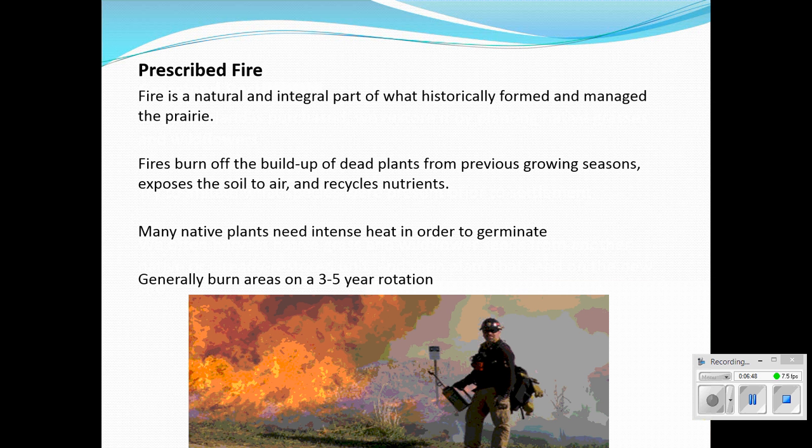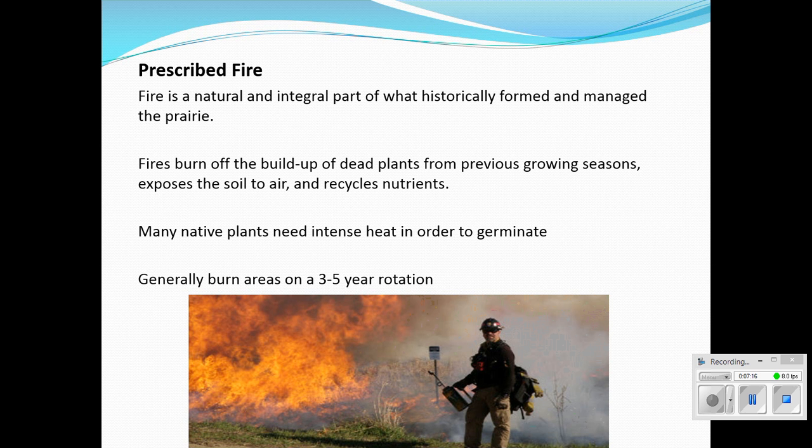So Touch the Sky Prairie uses controlled burns. They call it prescribed fire. And fire is a natural, integral part of what historically formed and manages the prairie. Fires do really, really good things. They burn off the buildup of dead plants from previous growing seasons. They expose the soil to air. They aerate the soil, get that oxygen down into the soil. And then they recycle the nutrients.